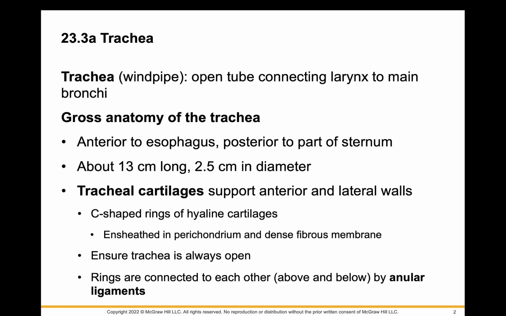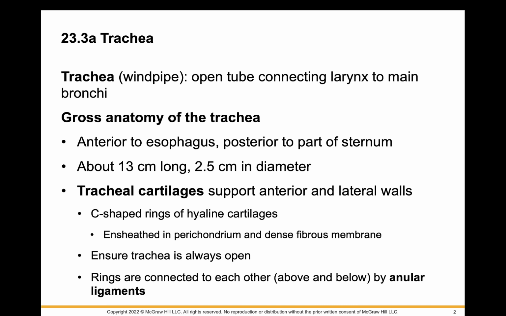bronchi. The gross anatomy of the trachea: it's in front of the esophagus, behind the sternum. It's about 3.5 centimeters long and about 1 inch in diameter. The tracheal cartilages will be supporting the anterior and lateral walls, and it's important to keep in mind that these are C-shaped rings of hyaline cartilage.